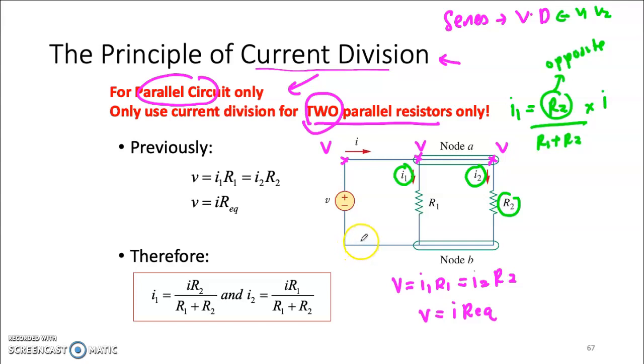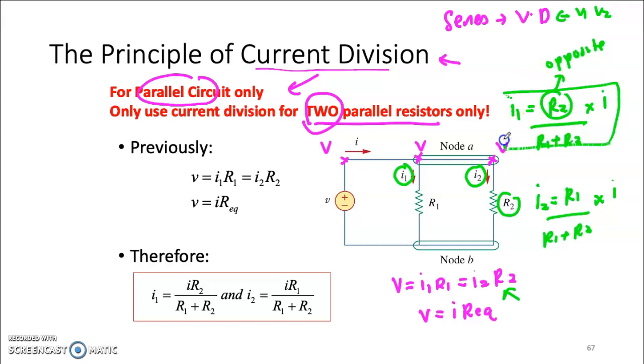Okay. Next, how are you going to find I2? So what is I2? I2 again is the opposite resistance. What is the opposite? R1 divided by R total, R1 plus R2, multiplied by total current. So actually this formula is coming from here, and then you can derive accordingly. But this is what you're going to hold. How do you find current division?